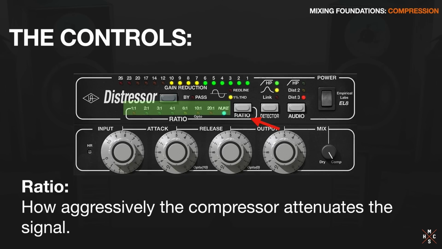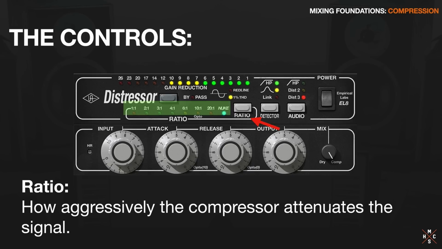Next, let's talk about the ratio control. Now, this is sometimes a bit of a hard concept to wrap your head around. I'll try to explain it best I can. The ratio is essentially how aggressively the compressor attenuates the signal. So a 4-to-1 ratio means that for every 4 dB that the signal exceeds the threshold, it's only going to allow it to exceed by 1 dB.